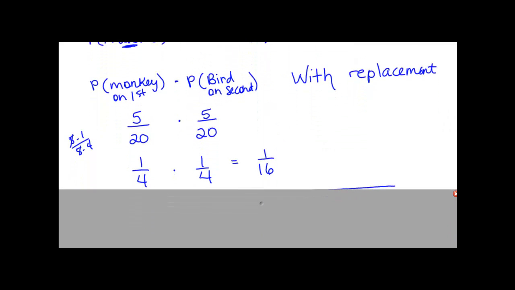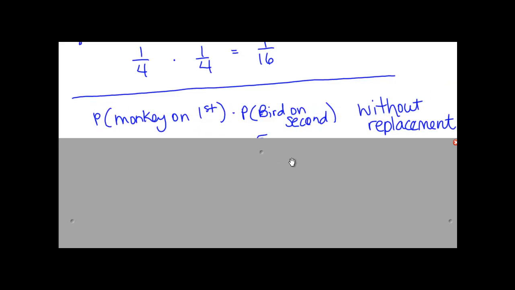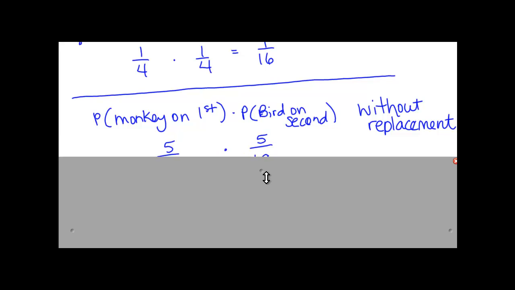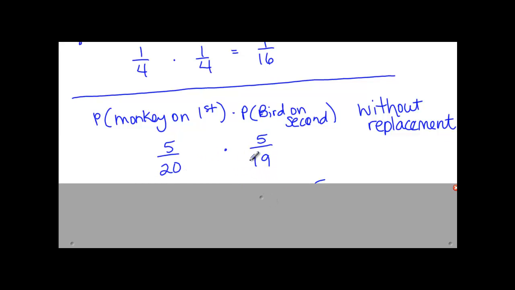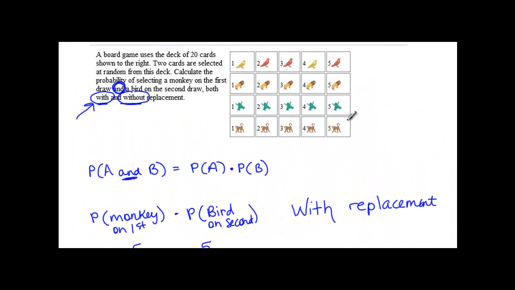Okay, so next let's look at the same problem but without replacement. So on the first draw, the probability of drawing a monkey would be the same, 5 cards with monkeys on them out of a total of 20. But then what happens on the second draw, if I don't replace this card? Let's look back up here. So if I don't replace the card, and you do assume that there was a success on the first draw.